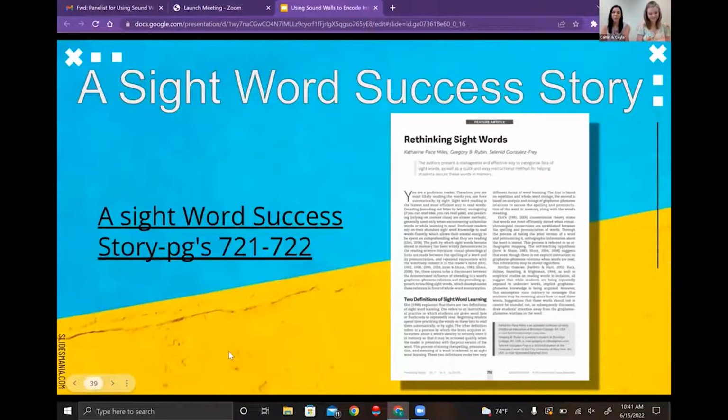So on here, we have this also on our Padlet, which you guys will have access to. It is a sight word success story, on page 721 and 722. So again, the article is just rethinking sight words. So if you go to those specific pages, there is the actual success story. So it's really good. And it's just basically the strategy that I just showed in that video.